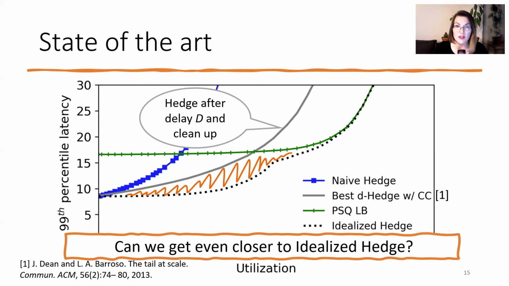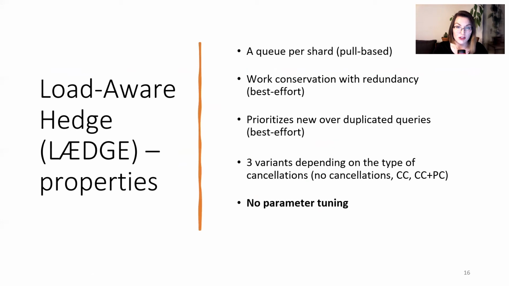As you can see, there is still some space to improve the performance of DHedge and get closer to idealized hedge. So can we do that? Our answer to this question is load-aware hedge, or LÆDGE for short. It has similar properties to idealized hedge, and we implemented three variants of LÆDGE: no cancellations, with cleanup cancellations, and with both cleanup and preemptive cancellations. What is good about LÆDGE compared to the state-of-the-art is that it does not require any parameter tuning. Now let's see how it works.